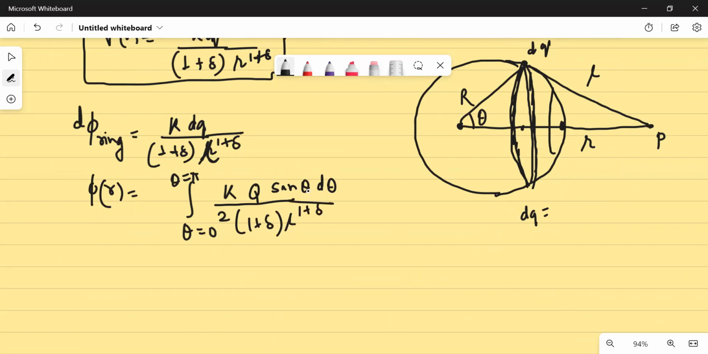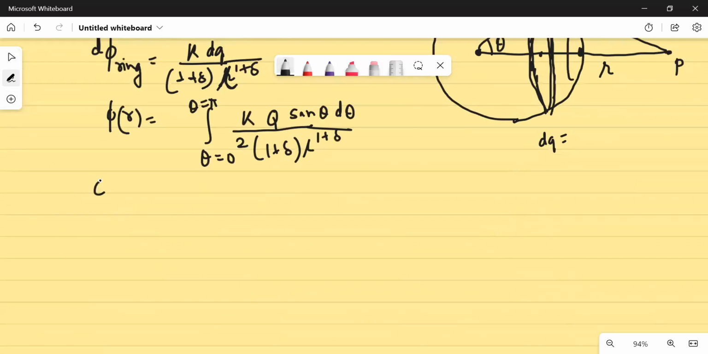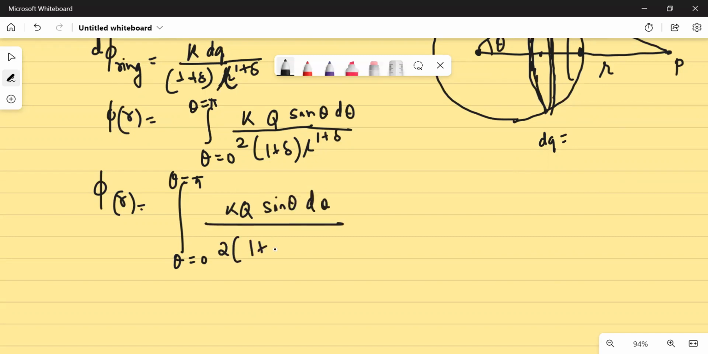Is that clear? यहाँ तक तो I don't think there is an issue. So this will be kq sine theta d theta upon 2 1 plus del L to the power 1 plus del. और L क्या है खुद सोचो. L I think is equal to phi as a function of r, varying theta from 0 to pi, and this is k, this is why I'm writing capital Q. It was capital Q only, na? Capital Q, this is sine theta, and then I will have to write d theta, 2, 1 plus del, and then this.